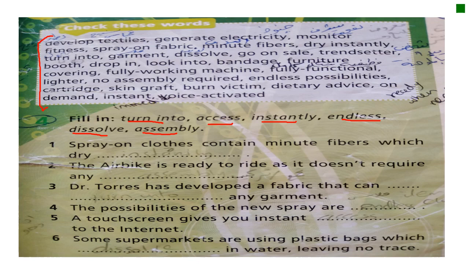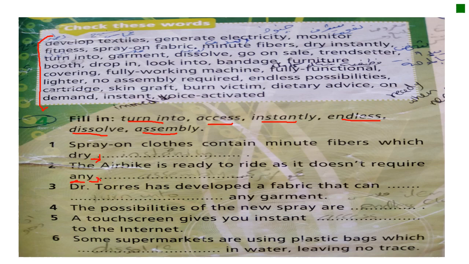1. Spray-on clothes contain minute fibers which dry. How do the minute fibers dry? We need to describe how the minute fibers dry, so we need to use an adjective here. Okay, so here we have one adjective, which is what? Instantly. What do you mean by instantly? Very quickly.